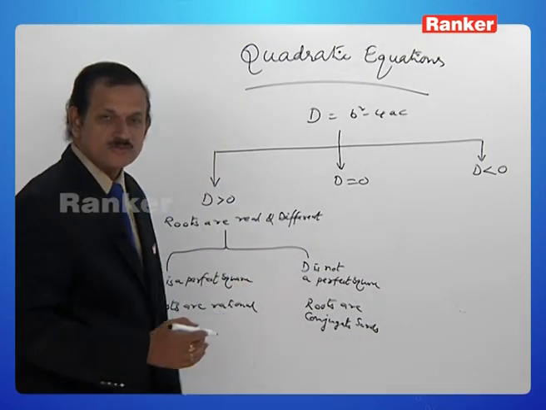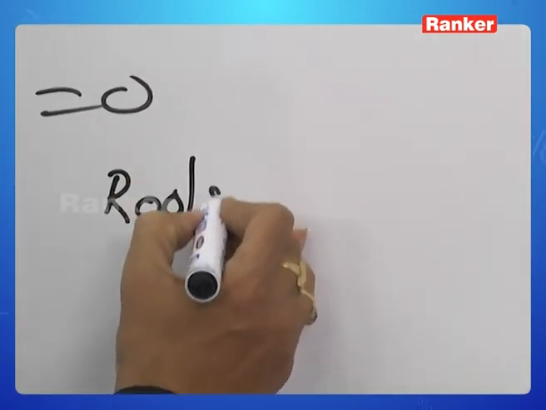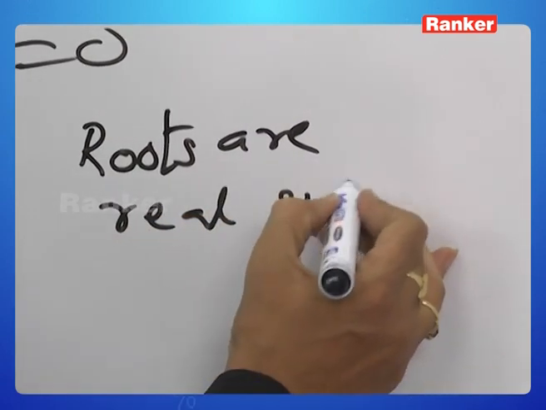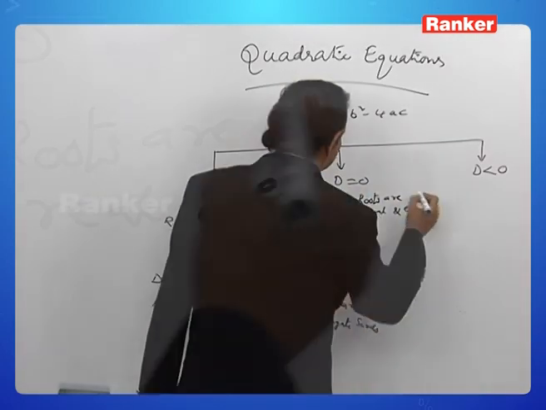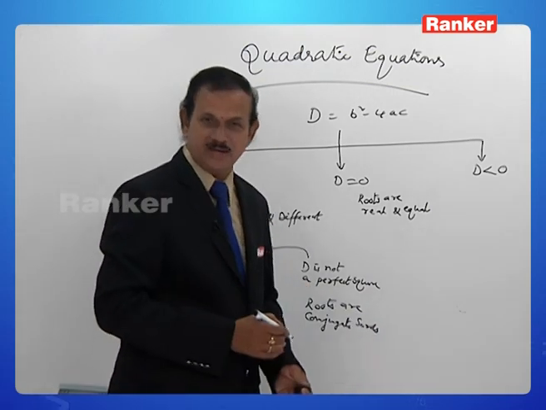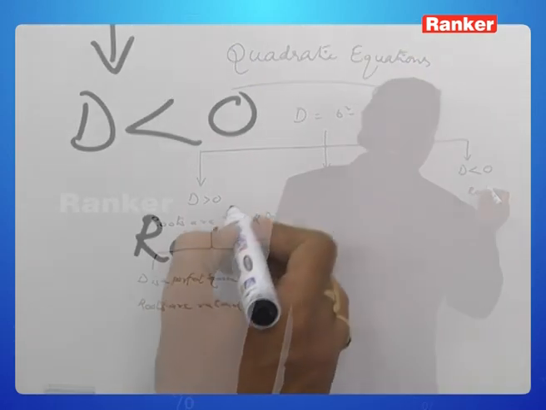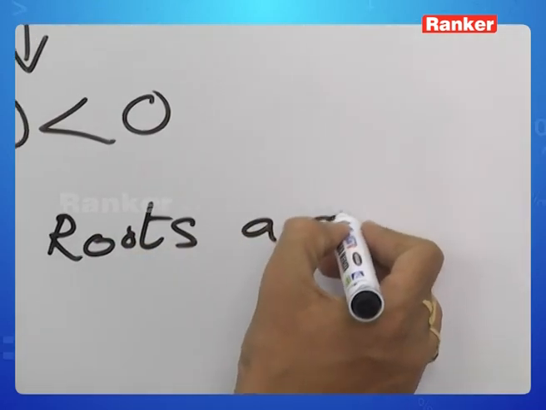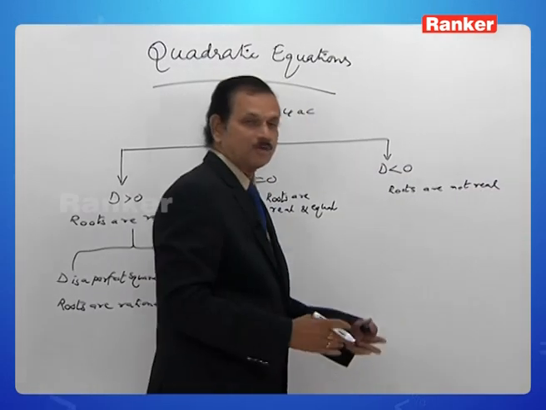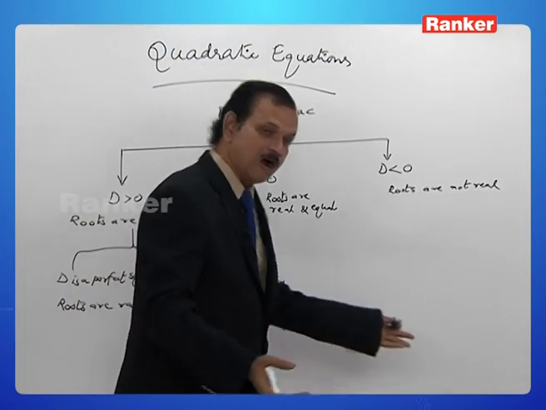If D is equal to 0, then the roots are real and equal. Of course, the two roots are minus b by 2a and minus b by 2a. And if D less than 0, roots are not real. Roots are imaginary. Roots are complex numbers. Roots are not real.